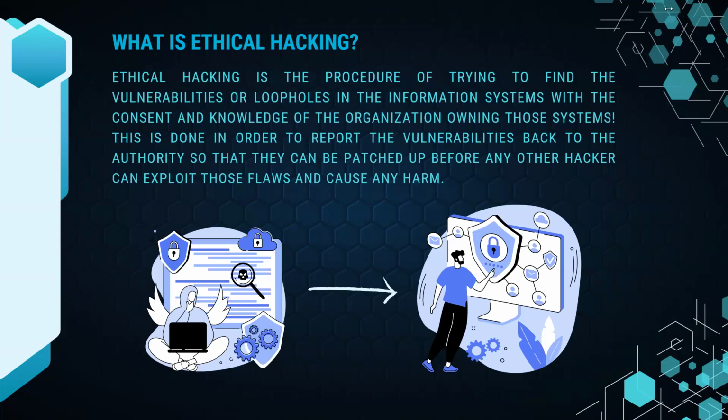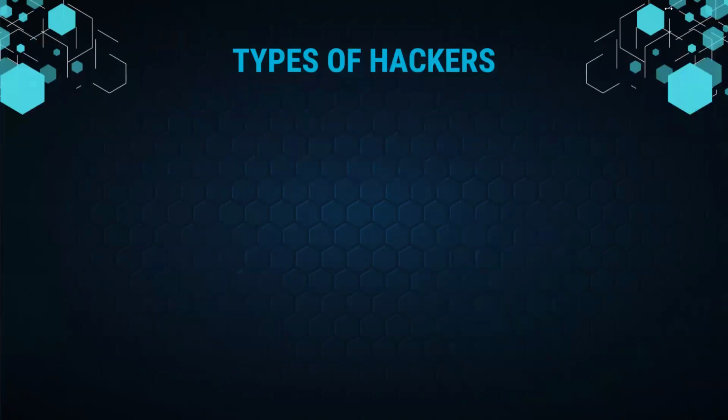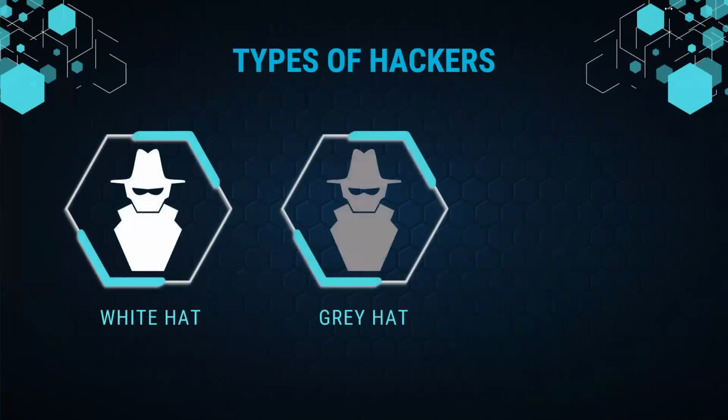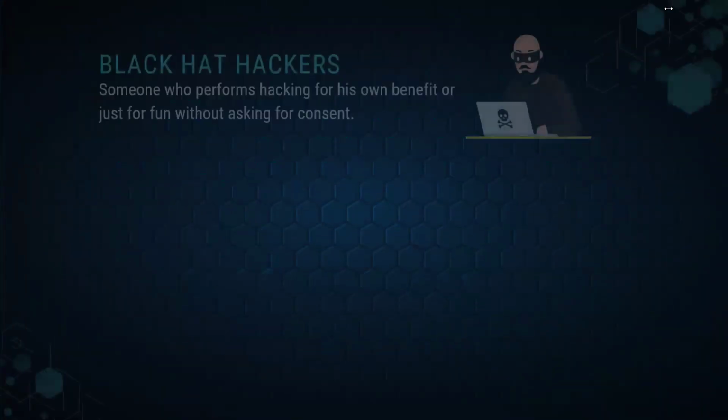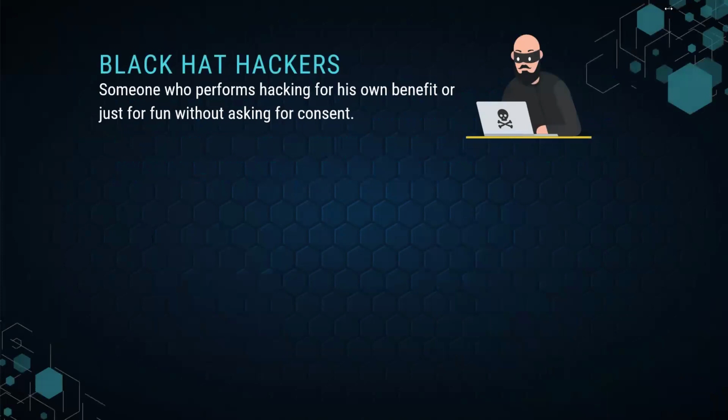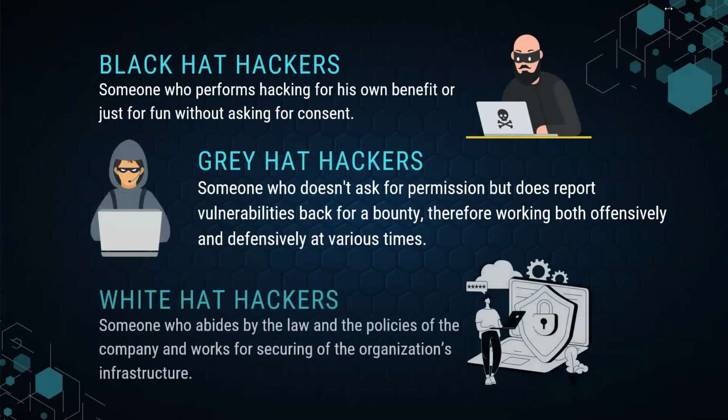Okay. Now, depending on these two definitions of hackers and ethical hackers, we can categorize the types of hackers. There's someone known as a white hat hacker, a gray hat hacker, and a black hat hacker. Your black hat hackers are typical cyber criminals who perform hacking for their own benefit without asking for consent. On the other end of the spectrum, we have white hat hackers.